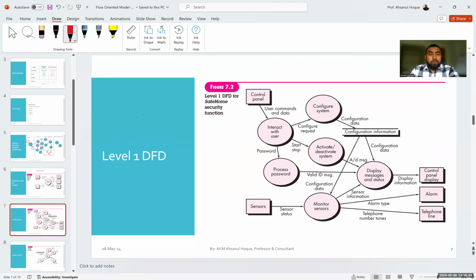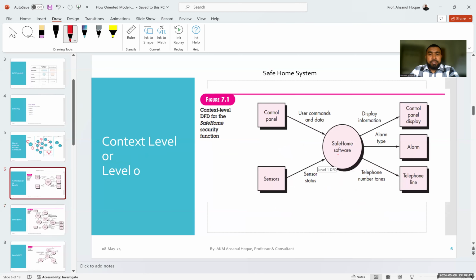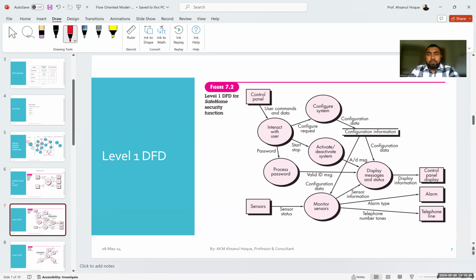Then into level 1. So from level 0, if we break this one or decompose this one, we get these 6 processes. And this tells us how these processes are connecting with each other. And also there is the data store.